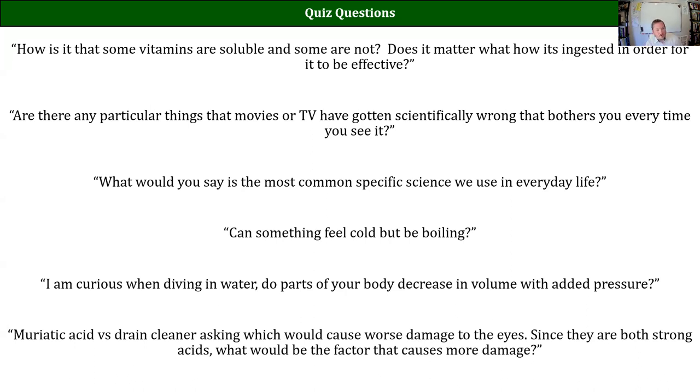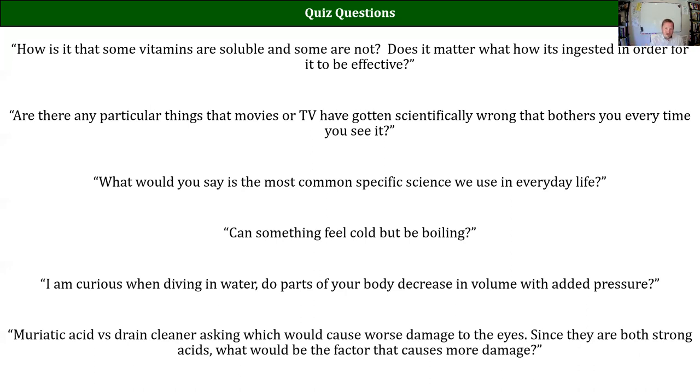When diving in water, do parts of your body decrease in volume with added pressure? It's a gas law question. Great question. And the answer is yes, unless you're breathing from an air supply. If you're in a scuba system, that's not going to be the case. If you're in a scuba system, you're basically increasing the pressure in your lungs to match the pressure outside your body.